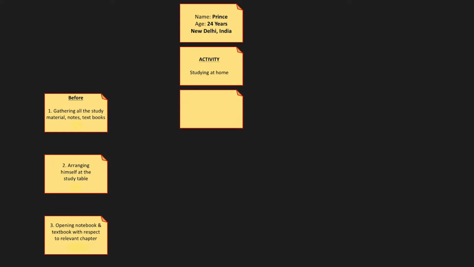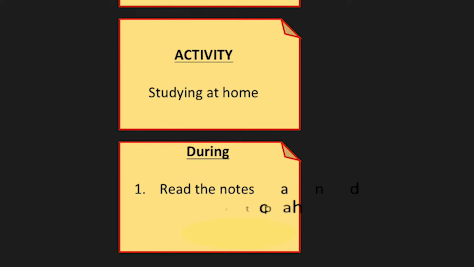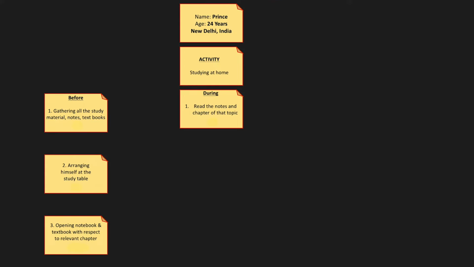Okay, so during the activity. The first thing he would probably do is either read the text or the relevant notes that he had prepared for that particular chapter. So, read the notes and chapter for the topic. That will be activity 1. This is when he actually starts studying.